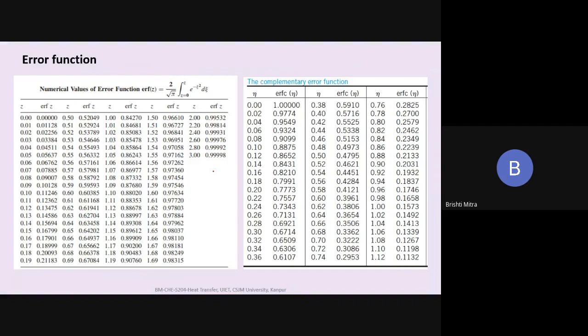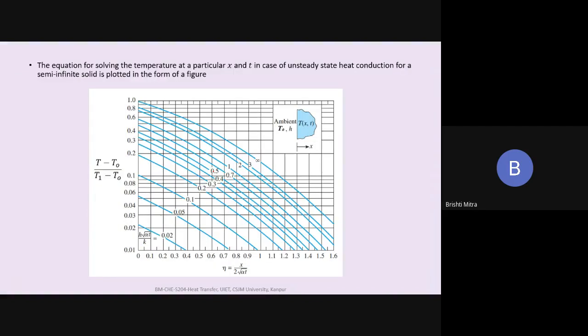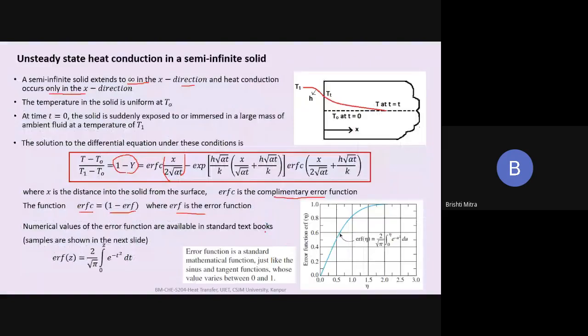So instead of that, what people have done is plot this in the form of figures. When you have this plot, what do I have out here? Look at the x-axis. The x-axis is x by 2 square root of alpha t. This is my term which is there in the x-axis, x by 2 square root of alpha t.